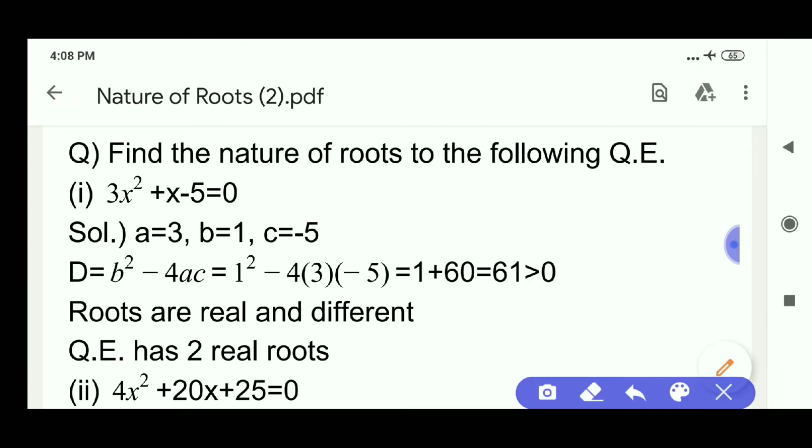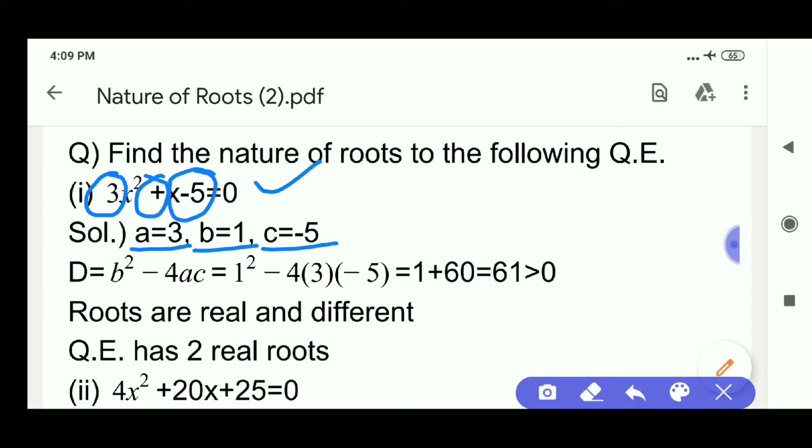The first question is 3x square plus x minus 5 is equal to 0. Compare this quadratic equation to ax square plus bx plus c is equal to 0. What is the x square coefficient here? The x square coefficient is 3. So a is 3. What is the x coefficient? The x coefficient is 1. So b is 1. What is the constant? It is minus 5. So c is minus 5.